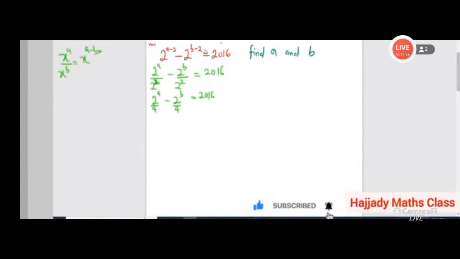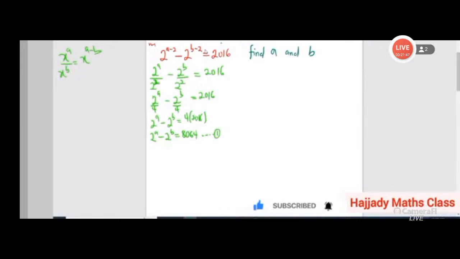So we're going to have 2 raised to power a minus 2 raised to power b equals 4 times 2016. So here is the same thing as saying 2 raised to power a minus 2 raised to power b equals 8064. So let's call this our equation 1.